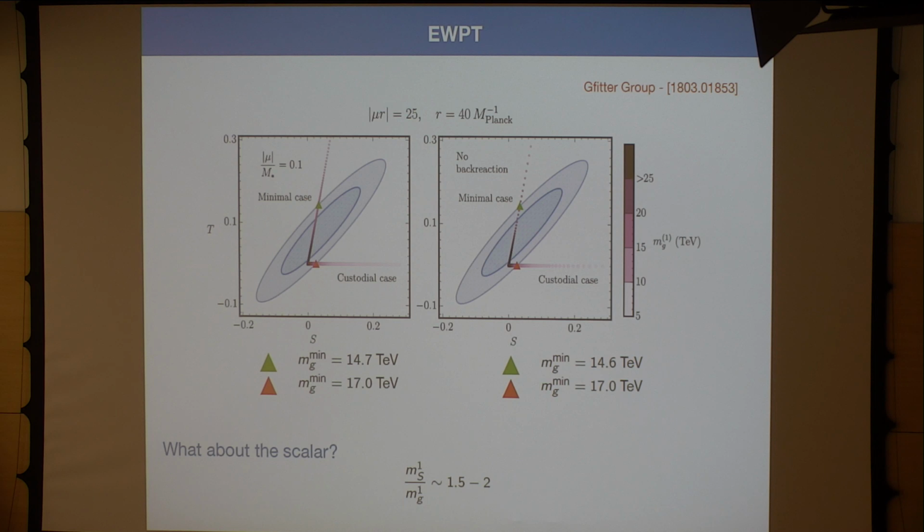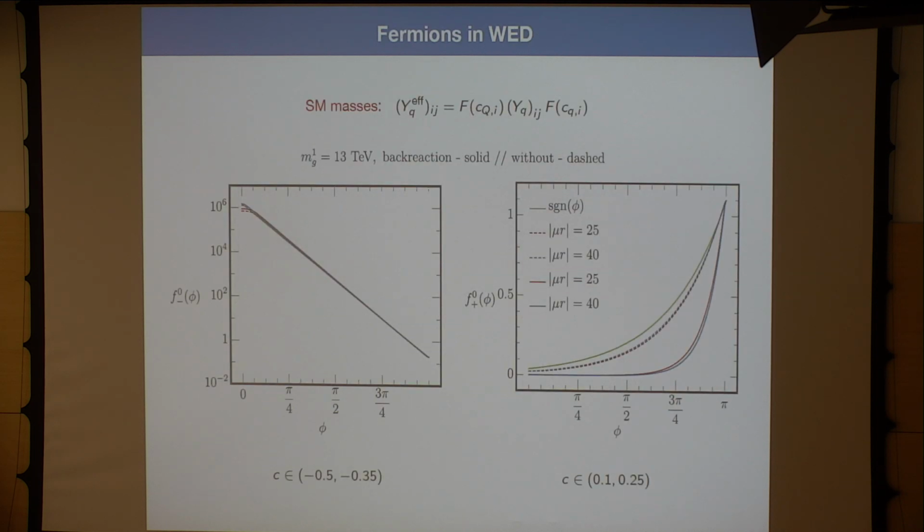But then you could ask, what about the scalar? Are you going to do some pheno based on the scalar, like some direct searches? Actually, we won't, because we computed the masses for the scalar for all these cases, and we find that it will have to be at least of order 1.5 times the mass of the gluon. So you will never see it at a collider at the stage we're at now. So no pheno for the scalar, but this is more interesting, I think.